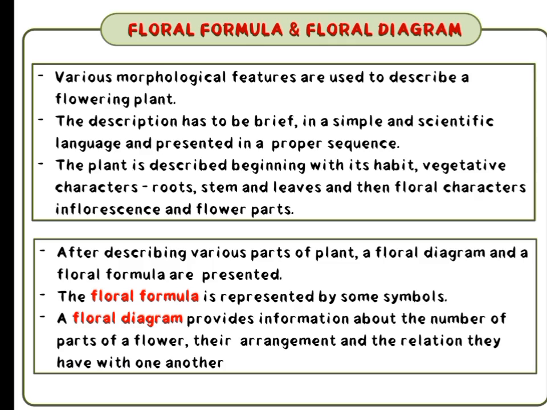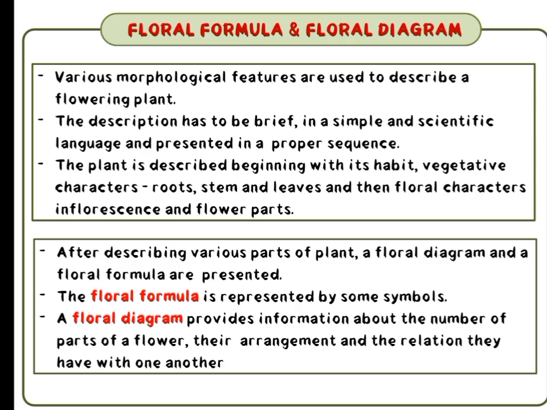So all the features that we already discussed about the stem, root, flowers, seed, fruit, the technical portions, we already completed. Then how we are going to use all these terms, that we are moving to discuss now. With the help of morphological features we describe a flowering plant. The two new terms are floral formula and floral diagram.